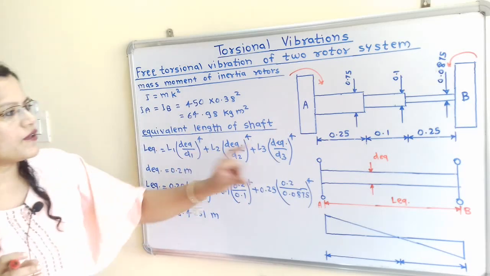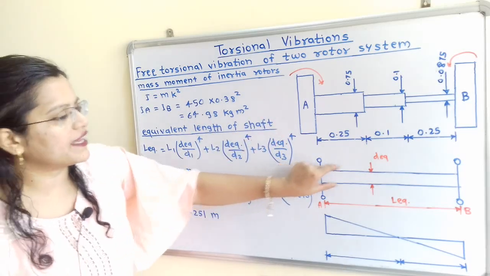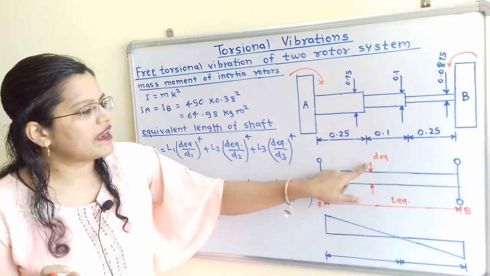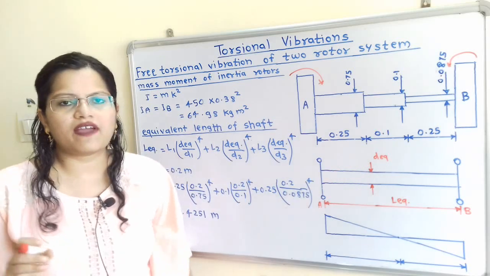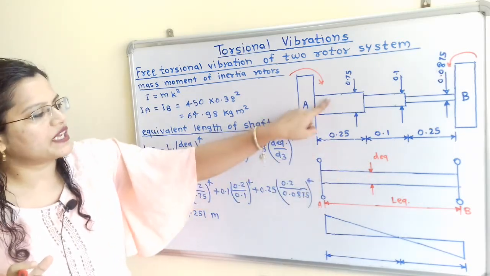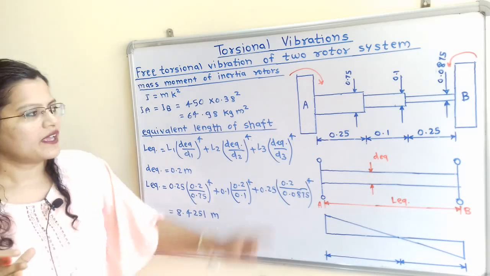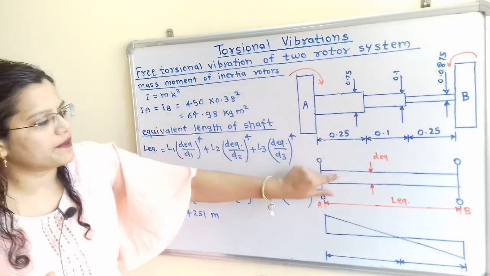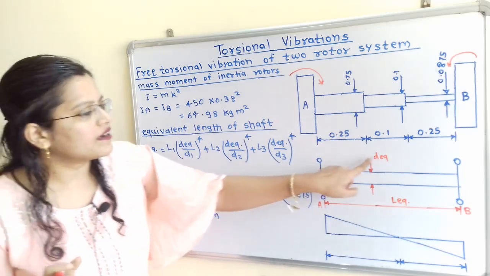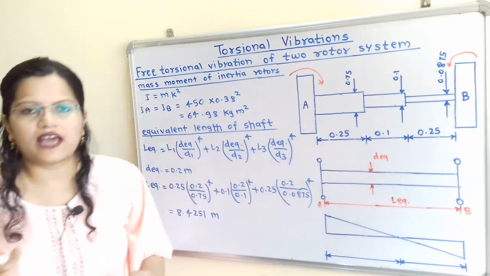So we know that we have to mention here the length of the shaft, that is L equivalent, with equivalent diameter, that is D equivalent, for which the torsional stiffness should be same for these two shafts. That is, this is the actual system and this is the equivalent system. Now we will consider here the equivalent diameter.